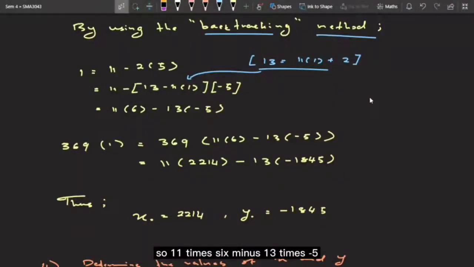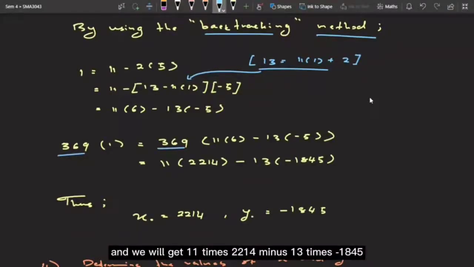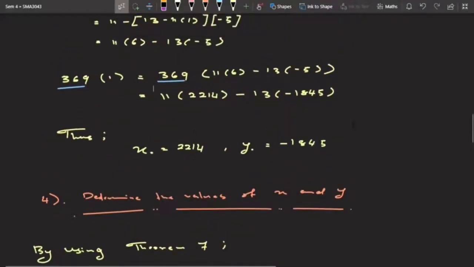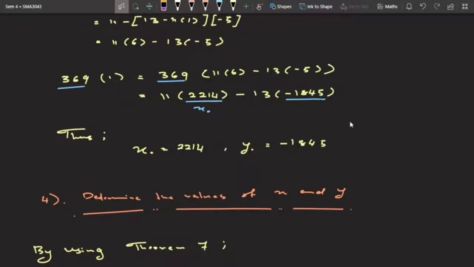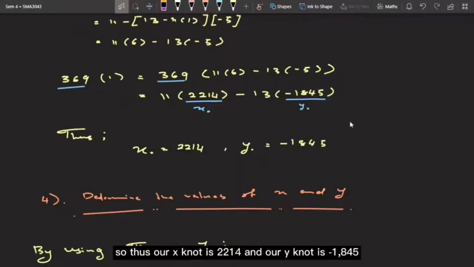So 11 times 6 minus 13 times negative 5. However, we need to multiply both sides by 369, which is our C here. And we will get 11 times 2214 minus 13 times negative 1845. Therefore, the first value inside the parenthesis is our x0, and the value inside the second parenthesis here is our y0. So thus our x0 is 2214 and our y0 is negative 1845.